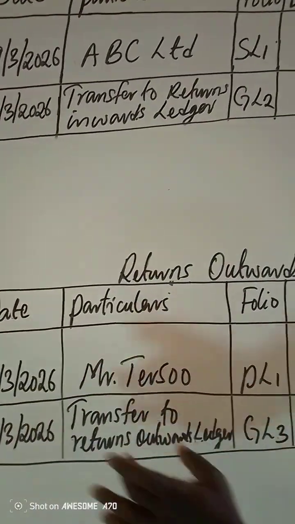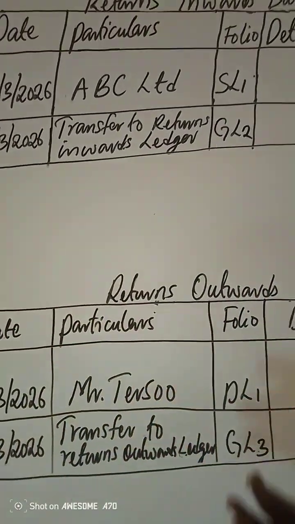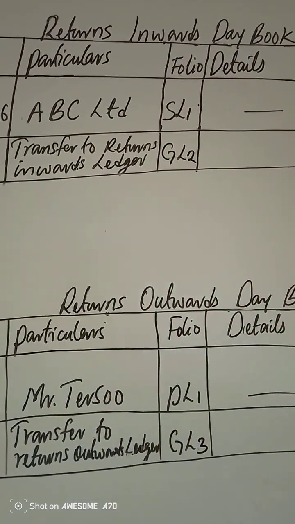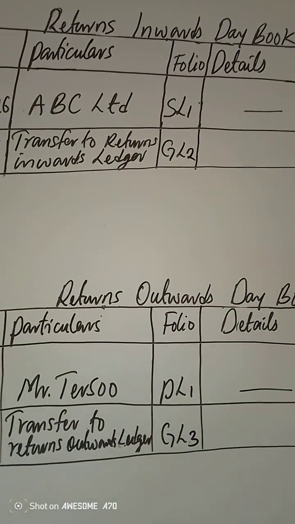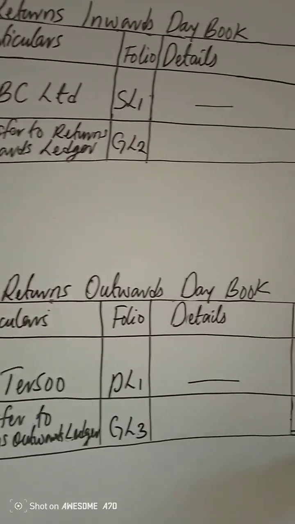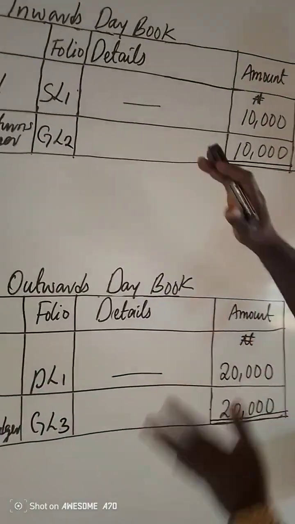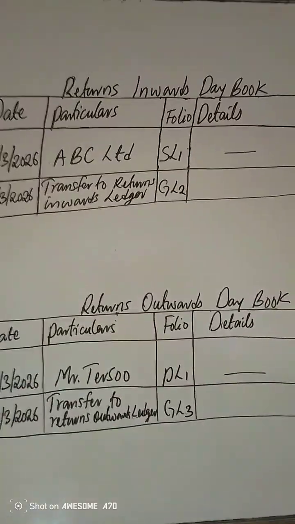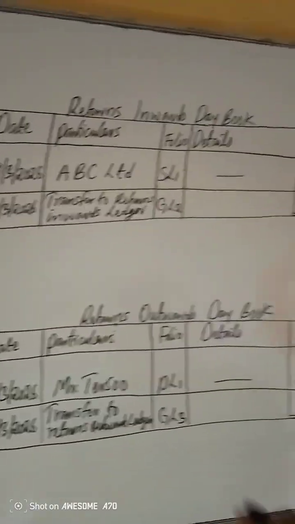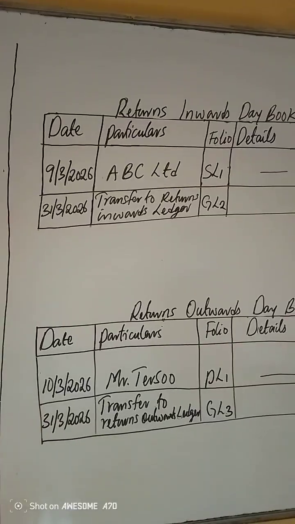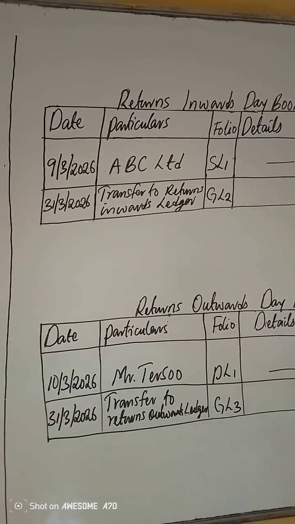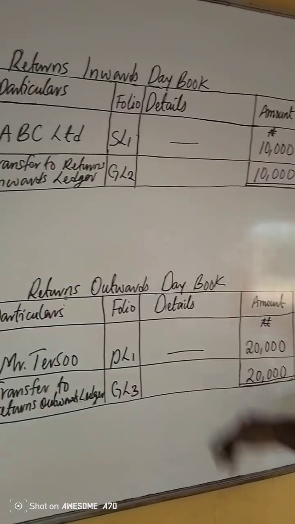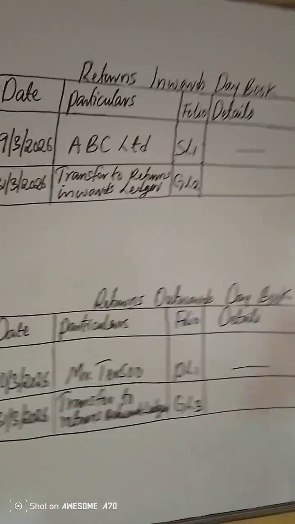You now say transfer to returns outward ledger, GL, meaning that the returns outward ledger is under the general ledger. Then the total is 20,000. I know learners will find it easy to record transactions in the other tables because there's no debit and credit. Just master the format, the heading, and everything. You have to close it and transfer it to the respective ledger groups in the ledger account using the appropriate folio. You don't have an issue.